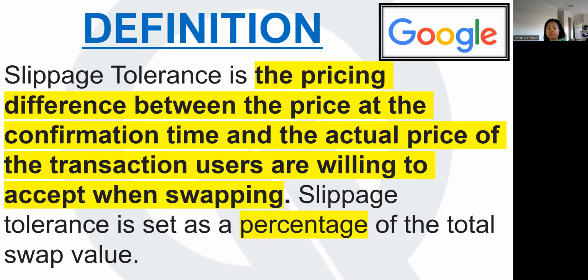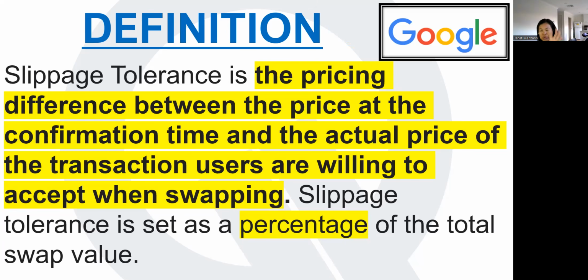So let's start. When you Google slippage tolerance, this is the definition that it will give you: the pricing difference between the price at the confirmation time and the actual price of the transaction users are willing to accept when swapping. Slippage tolerance is set as a percentage of the total swap value.